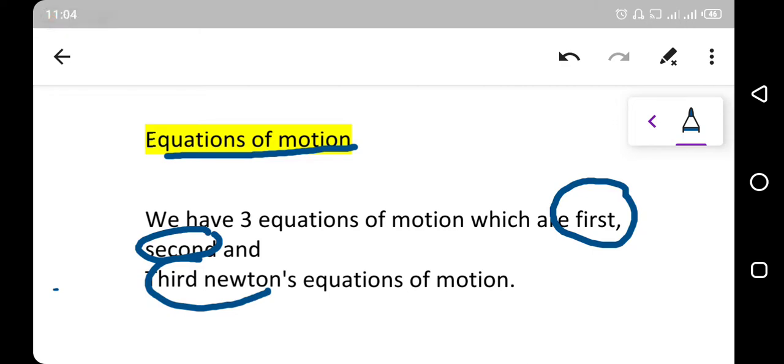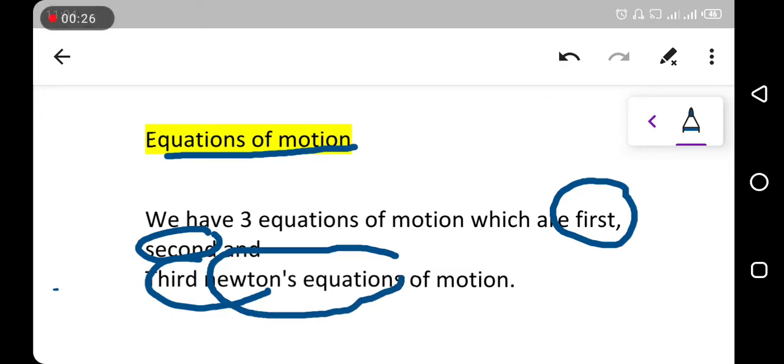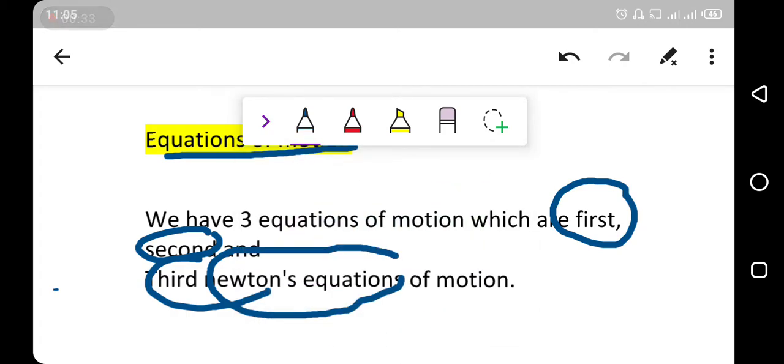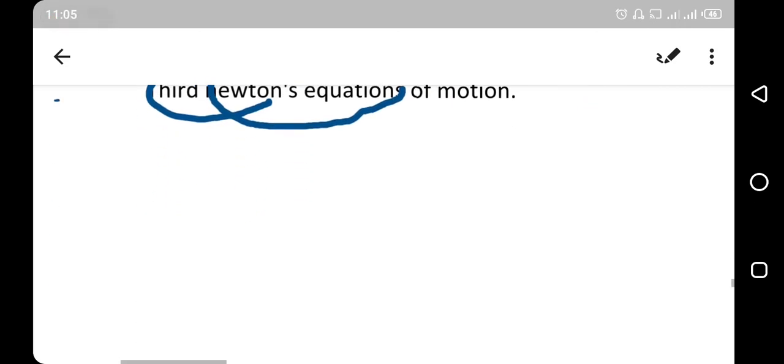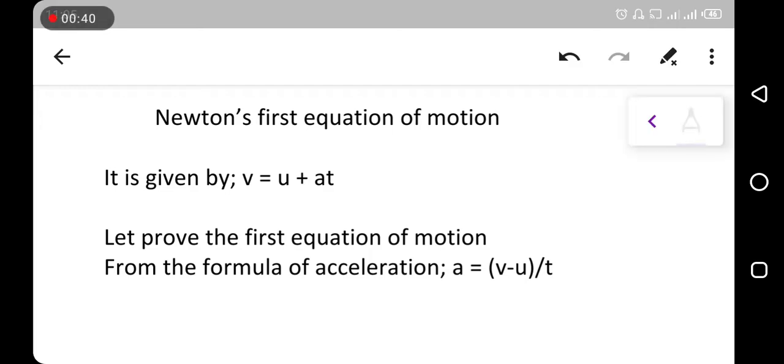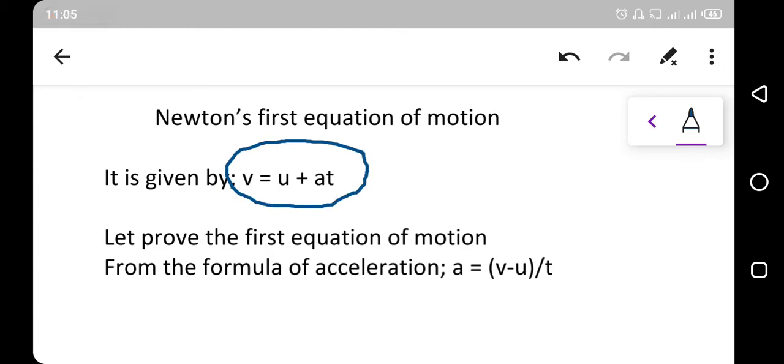Sometimes we call these equations of motion Newton's equations of motion, so we may call them the three Newton's equations of motion. Without wasting time, let us start with the first equation of motion. Newton's first equation of motion is given by V equals U plus AT, and it can be derived from the formula of acceleration.